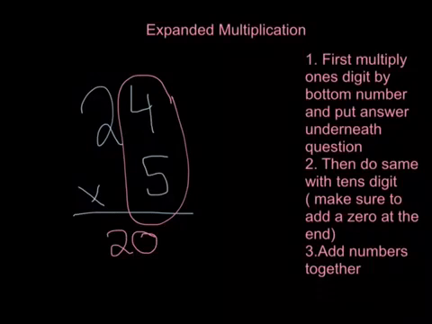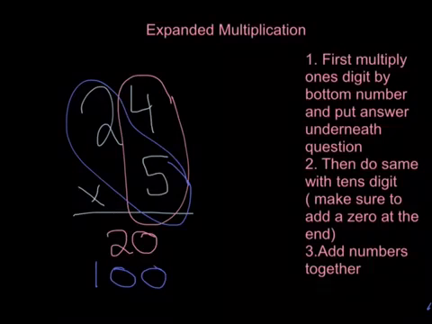I'm going to do the same with the 2 and the 5, but I know that the 2 does not stand for 2, it stands for 20. So we're going to do the simple question of 2 times 5 and then add the 0 to the end. We know 2 times 5 is 10 and plus a 0 is 100.